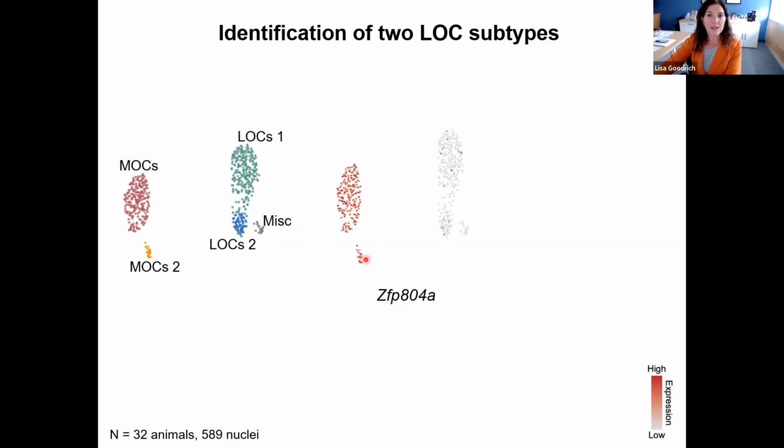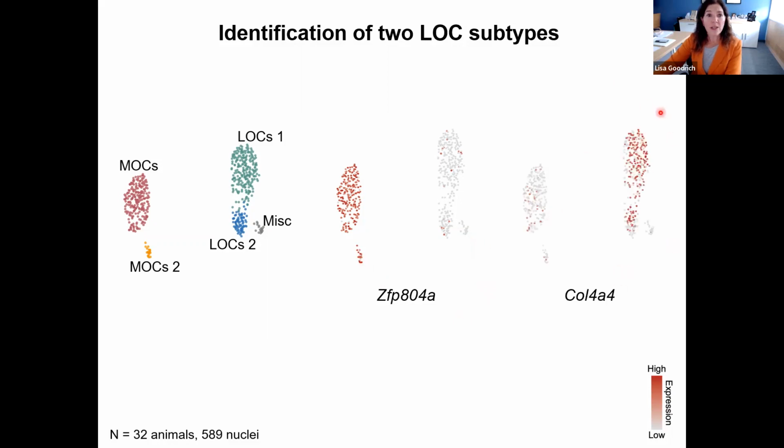These are clearly MOCs. We have tried really hard to understand what the second cluster of MOC2s might be. It's got so few cells that we don't know what it is, and if you guys have any thoughts, happy to hear them. We have pretty much ruled out every technical explanation we can think of, but we haven't been able to figure it out.